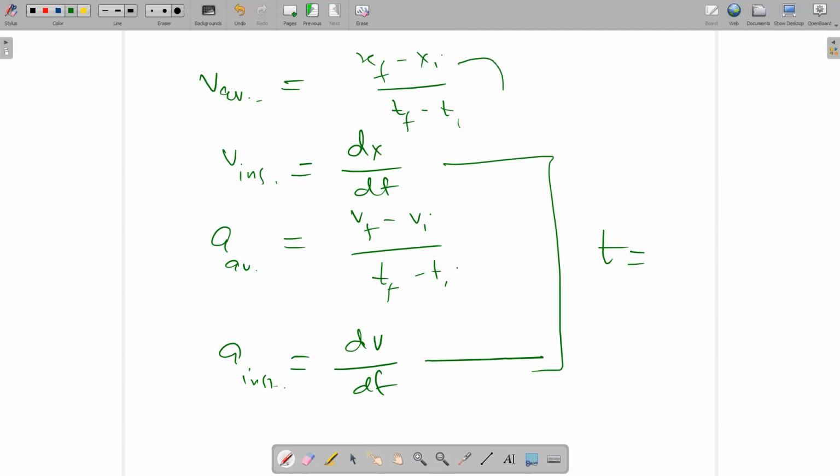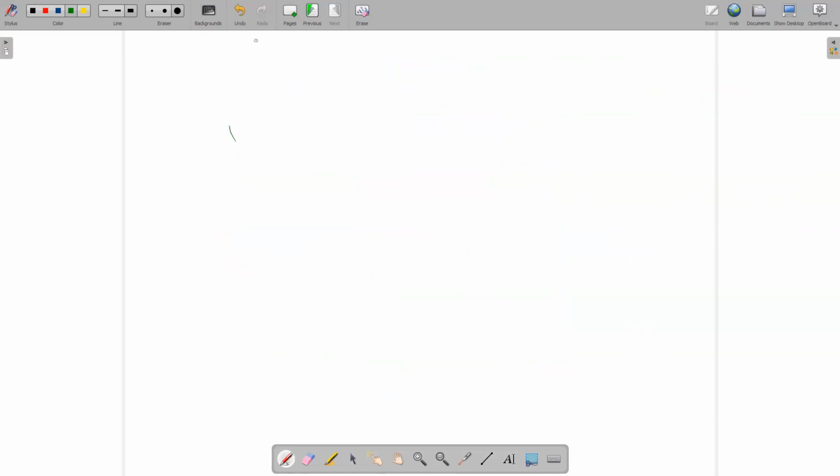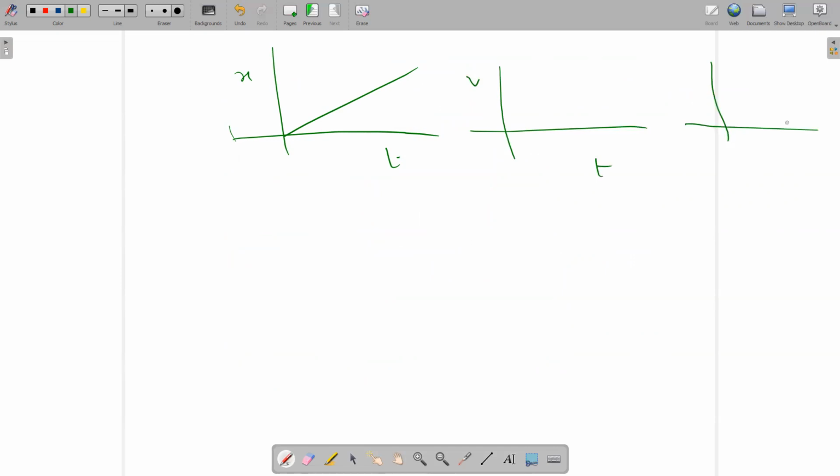But for the average value of this one, they have given you the value of T1 and T2. Two times will be given. Okay. So this is the concept which I want to give you. In the next lecture, I will discuss the graphical pictures. If we have this displacement time graph, what will be its velocity time graph? What will be its acceleration time graph?